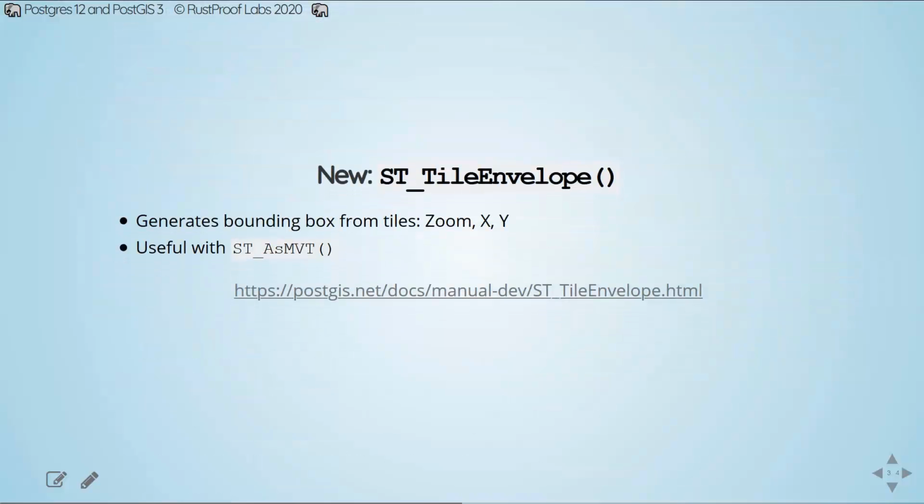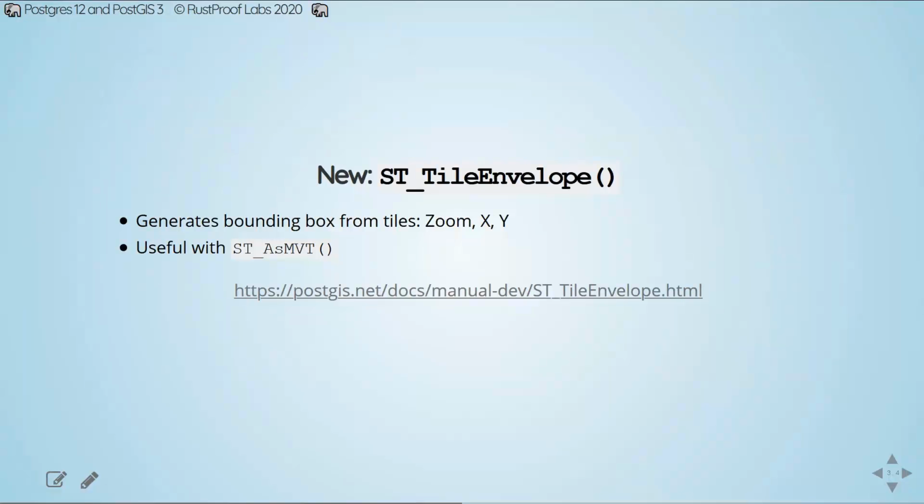So ST_TileEnvelope. Generated columns was the reason I wanted to upgrade to Postgres 12. Tile envelope is the reason why I wanted to upgrade to PostGIS 3. So if you've been watching through this series, I've professed a number of times that I do not run a tile server. Haven't in the past. I currently don't have a tile server in production, but I do now have a project in development thanks to this function.